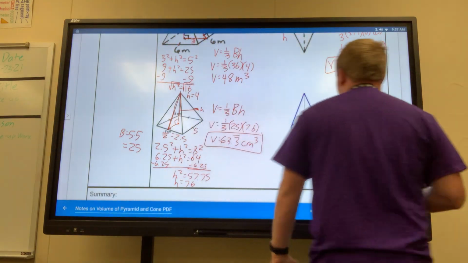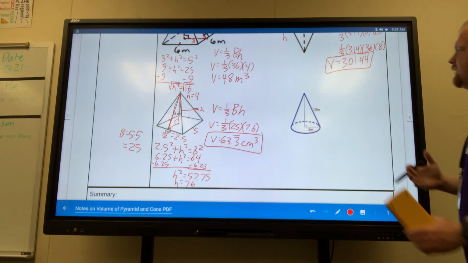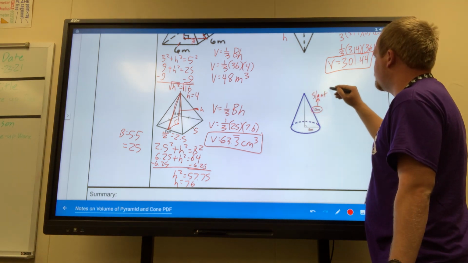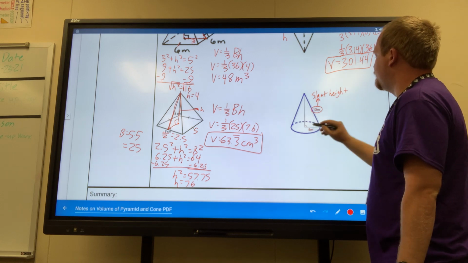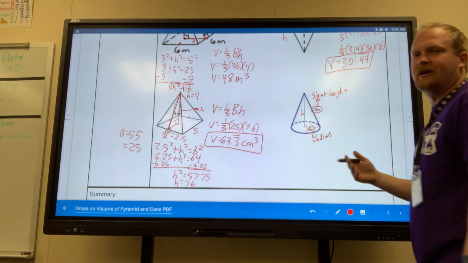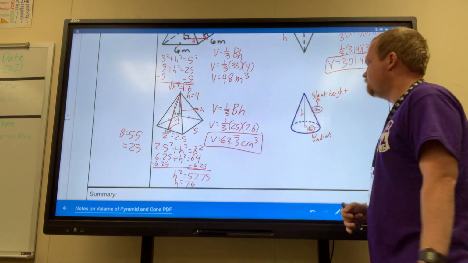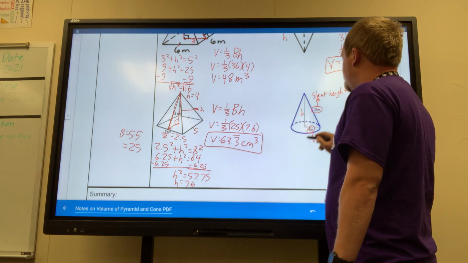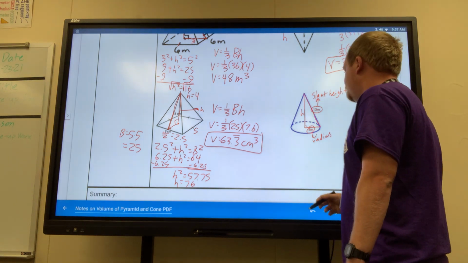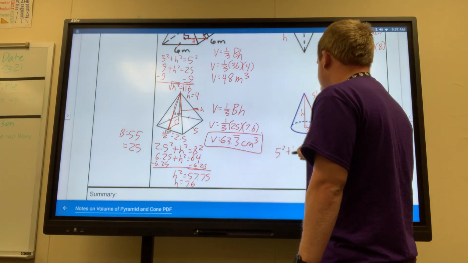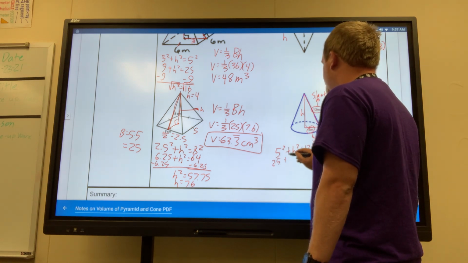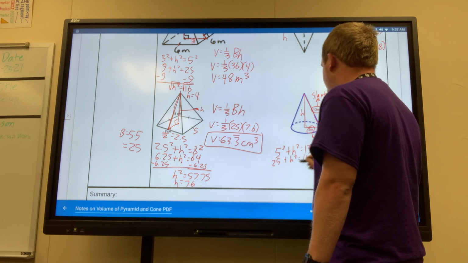Next, and lastly, we want to do this cone. Now again, I don't have height, I have what we call a slant height. Now I do have my radius, so I gotta be able to find the height before I can even move forward. So, remember, this is shaped like a right triangle, so I can use the Pythagorean theorem still. 5 squared plus H squared equals 13 squared. 5 squared is 25, plus H squared is 169.